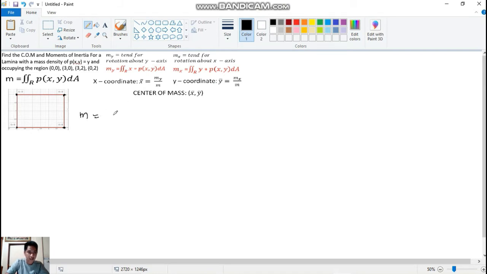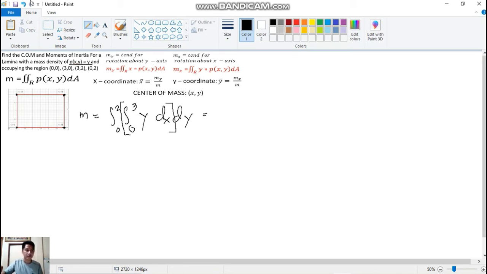m is equal to the integral of p of x and y, which is equal to y. It is here in our problem: P of x and y is equal to y. Therefore, the integral of y dx dy. Since we start with dx, the values of x are 0 and 3, and y is 0 and 2. So first, we need to integrate in terms of x.